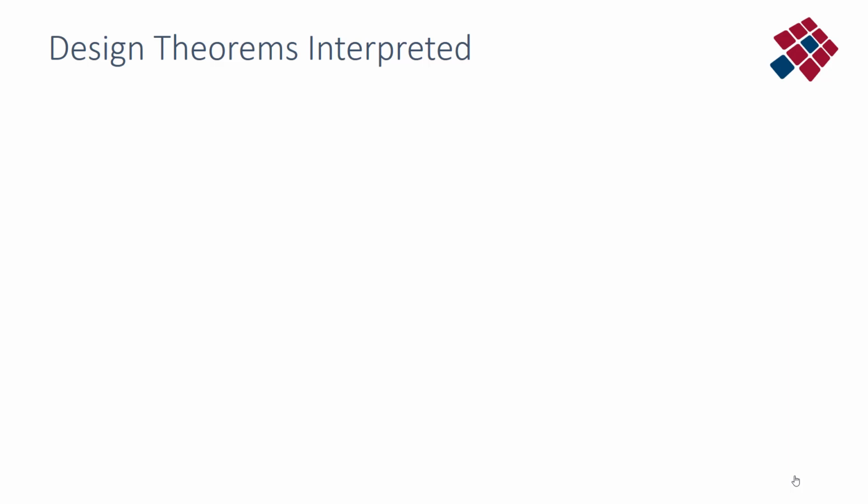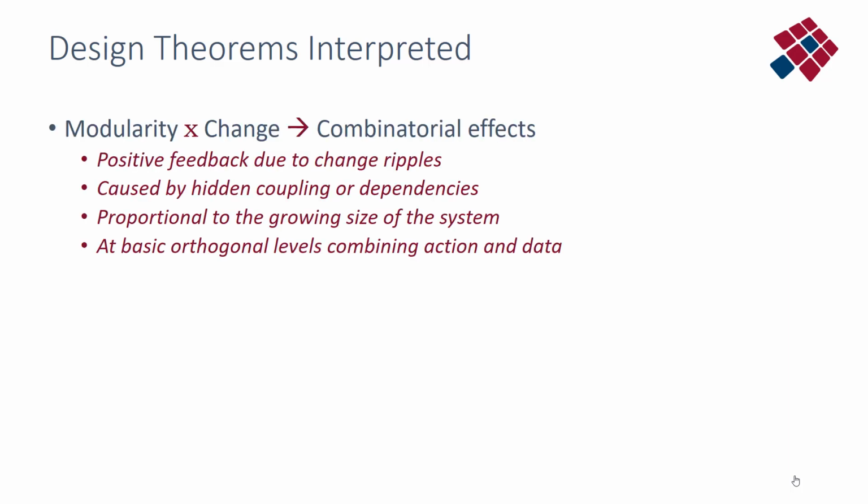Now, looking back to these design theorems, we see that fundamentally what they are saying is that modular structures, architectures combined with changes will lead to combinatorial effects if you're not careful. These are the basic feedback mechanism that we have explained due to rippling of changes. And this rippling of changes is caused by hidden coupling or dependencies in the system. They are proportional to the size of the system, to the growing size of the system, therefore will become unbounded and therefore are unstable from a dynamic systems perspective.